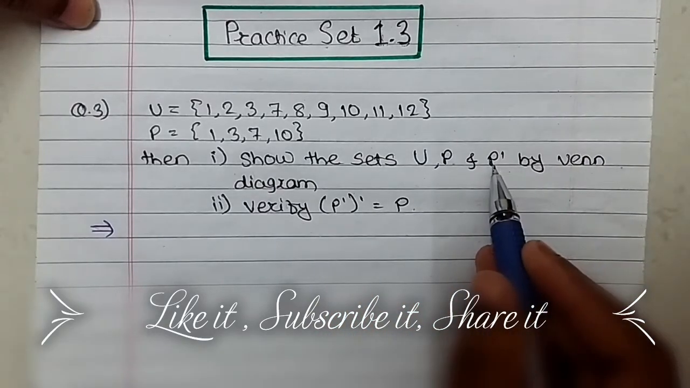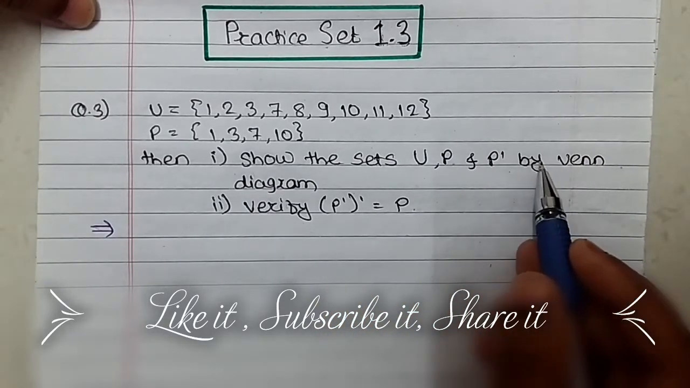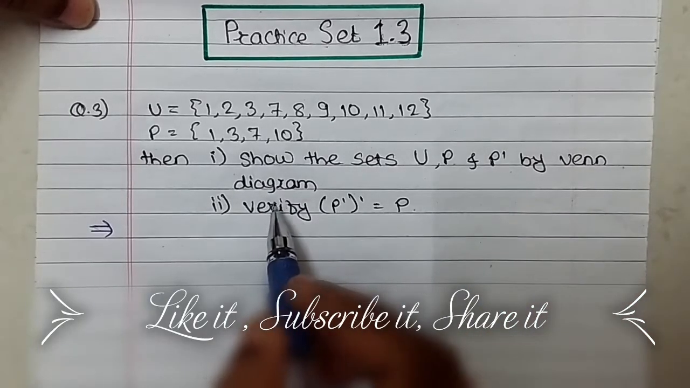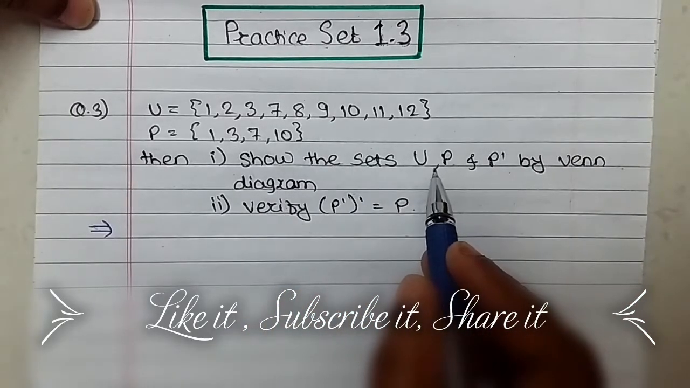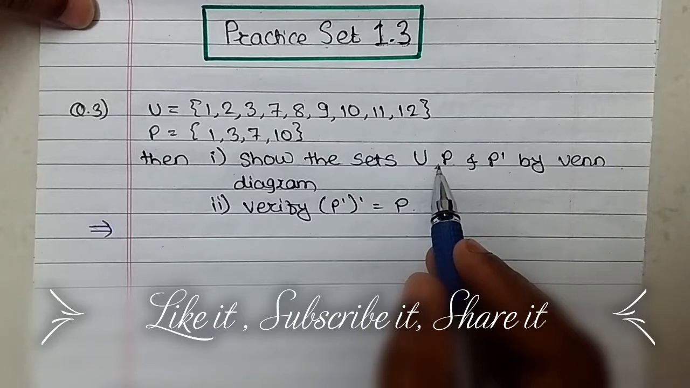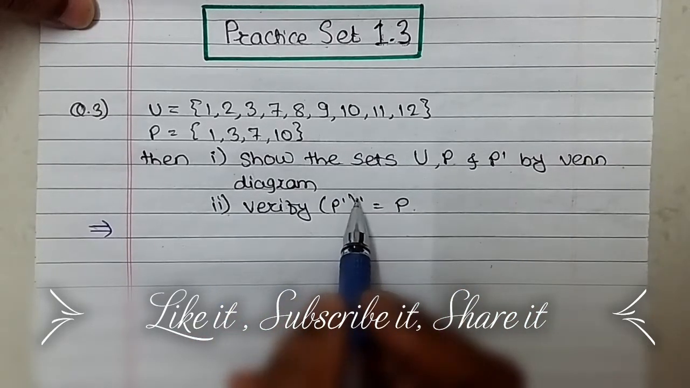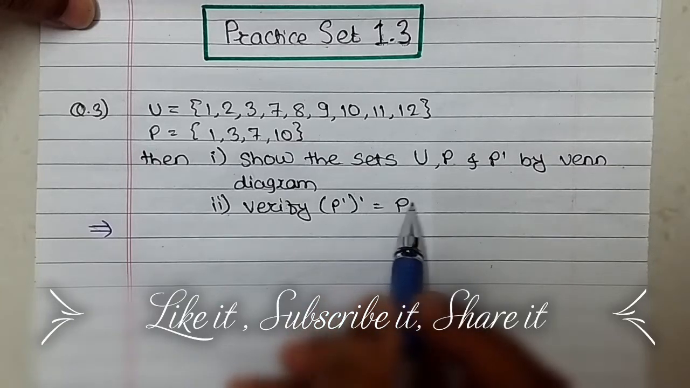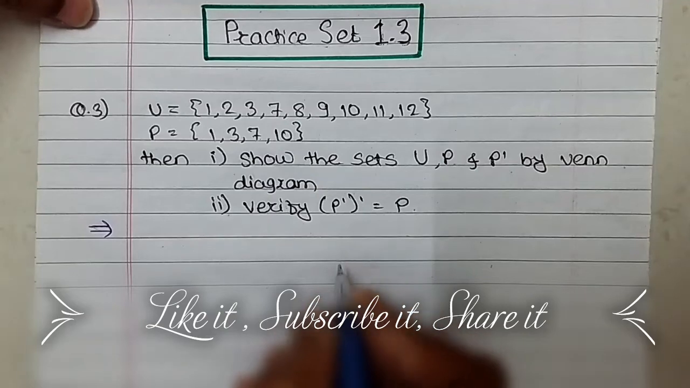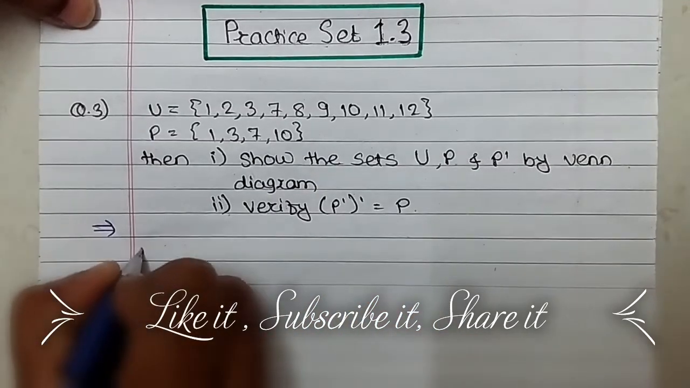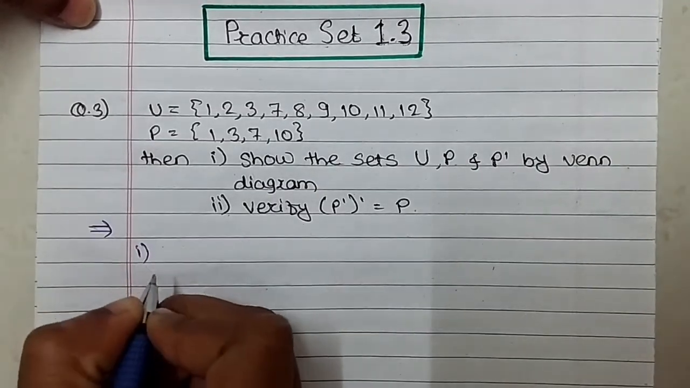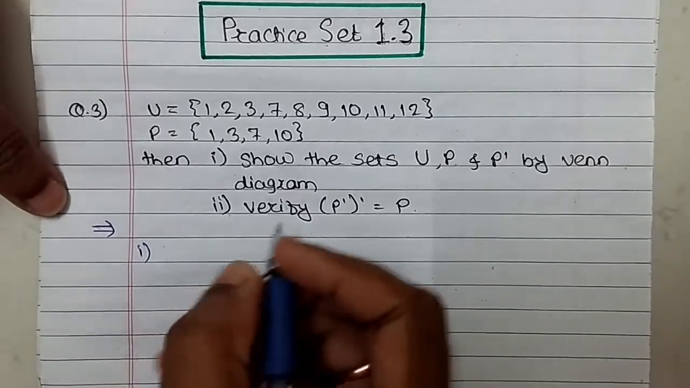P dash means the complement of the P set, by Venn diagram. We want to show these sets with the help of Venn diagrams. And the second question is: verify that P's complement's complement is equal to the original set, that is the P set. So how do we solve this question? First of all we will solve your first question.